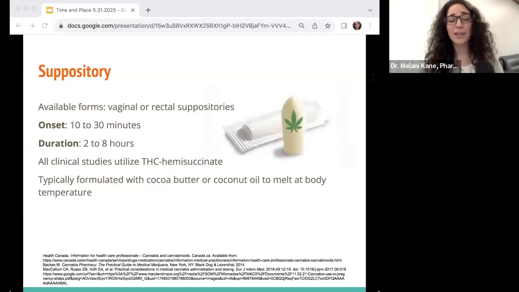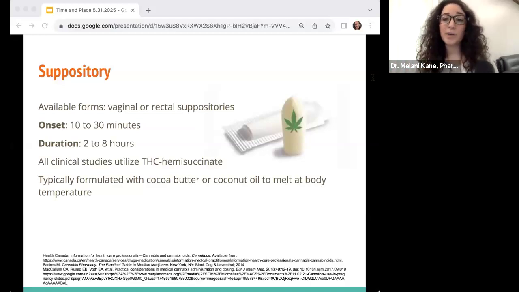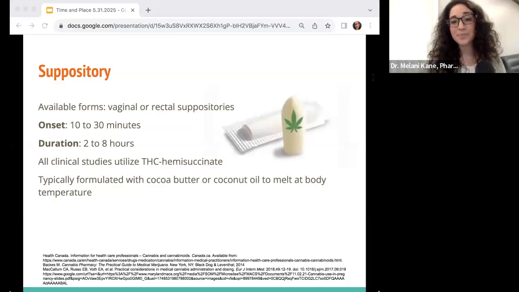For rectal, that could be for like ulcerative colitis. For vaginal, I'll commonly recommend this for menstrual pain, endometriosis. I'm starting to also recommend it for transgender male to female conversion because the dilation process can be very painful. So if we can provide local anesthetic type relief without the undue impairment of THC in the brain, that would help patients be more compliant with their dilation.